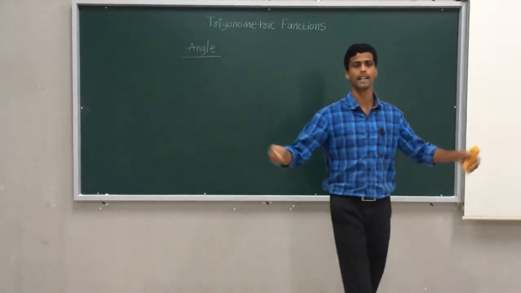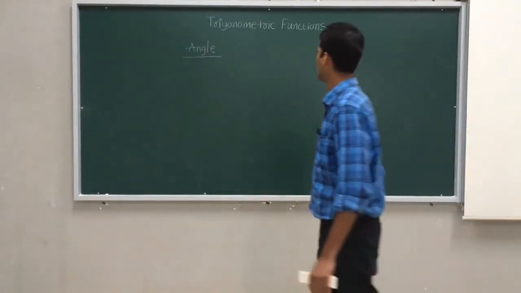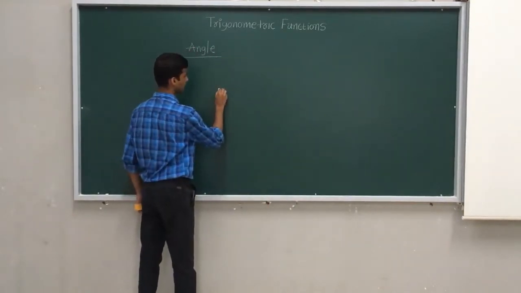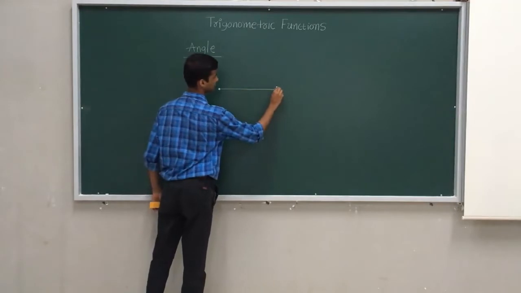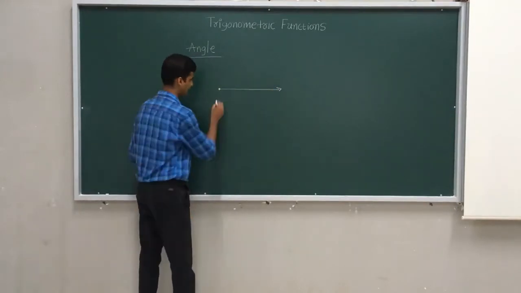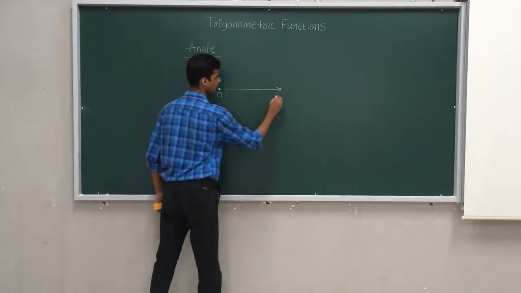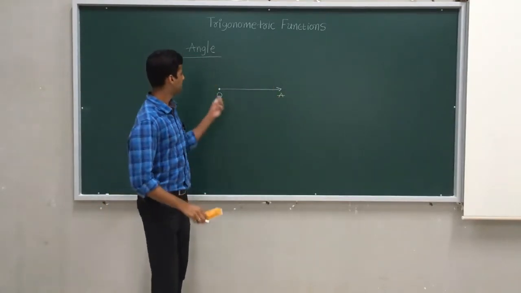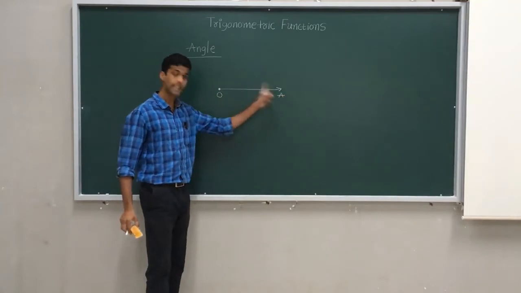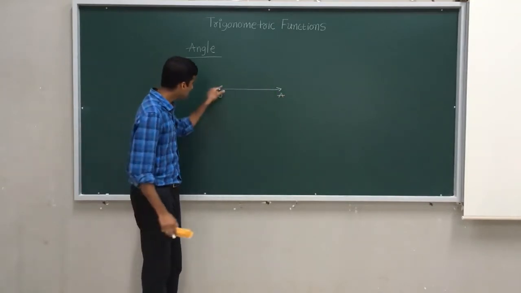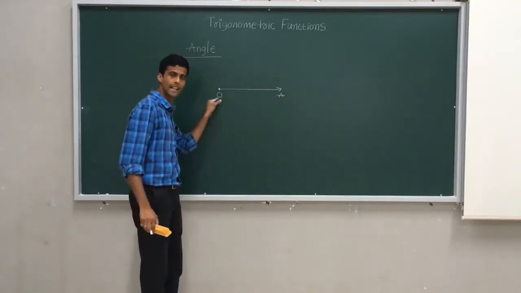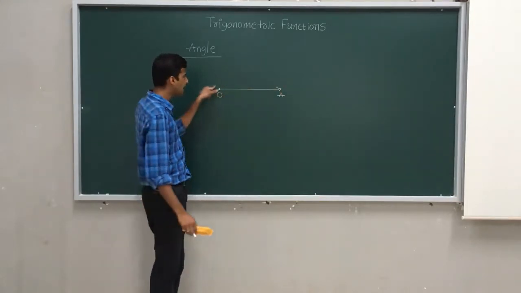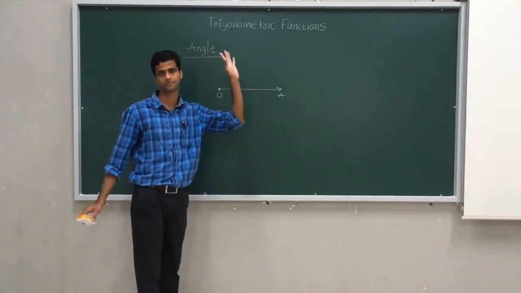What do you mean by angle in trigonometry? What I will do here is consider a ray A. I will take the starting point as O and mark this as A. If this ray rotates about its initial point and takes some position OB, then angle AOB is generated.